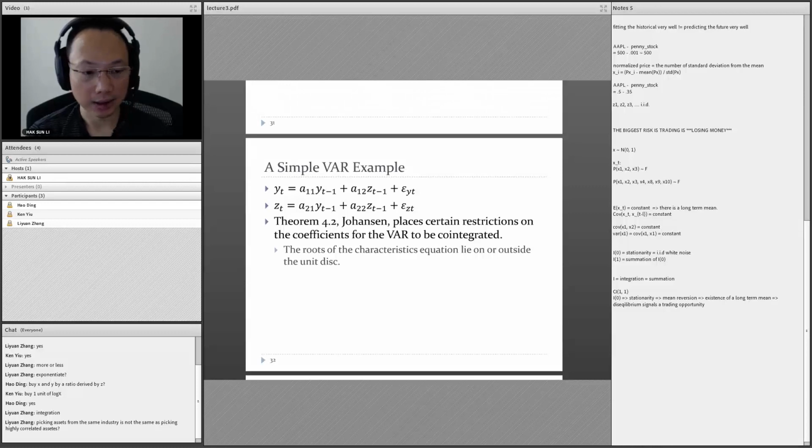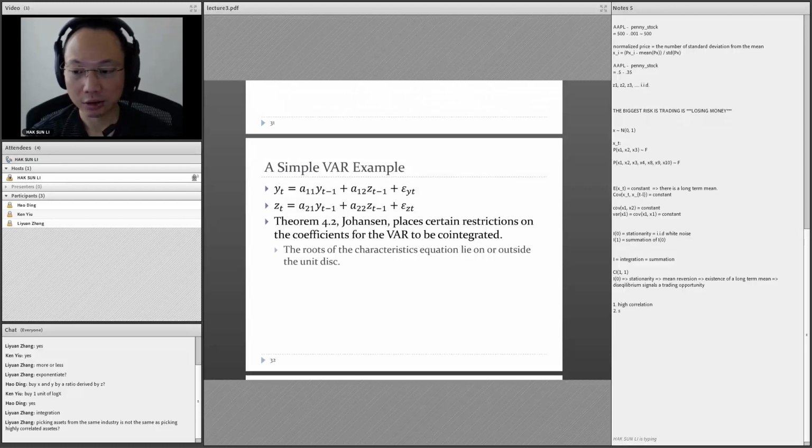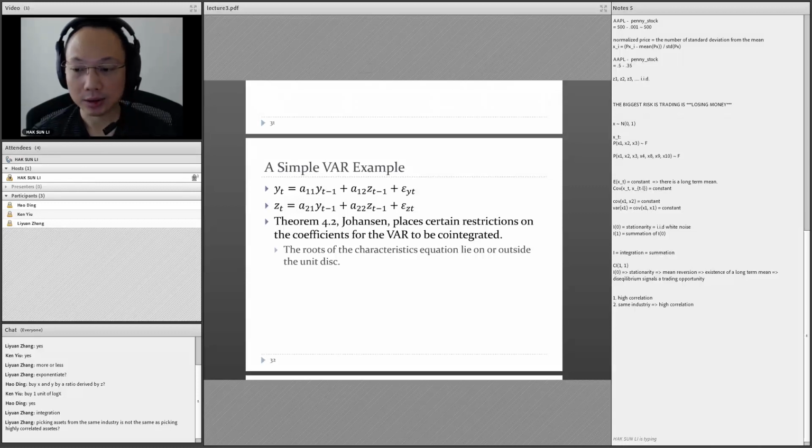The idea is that usually assets from the same industries are highly correlated. Oh, that's a good question. So what are we trying to do here? We want to pick a pair that has high correlation. In order to do this, we usually pick it from the same industry, because the same industry usually implies high correlation. We would expect, for example, Apple and Samsung to have a higher correlation than Apple and a firm that's really selling apples, because they're both technology stocks.